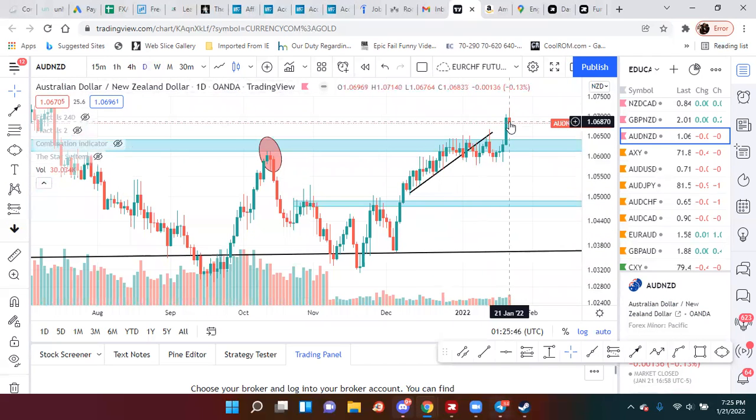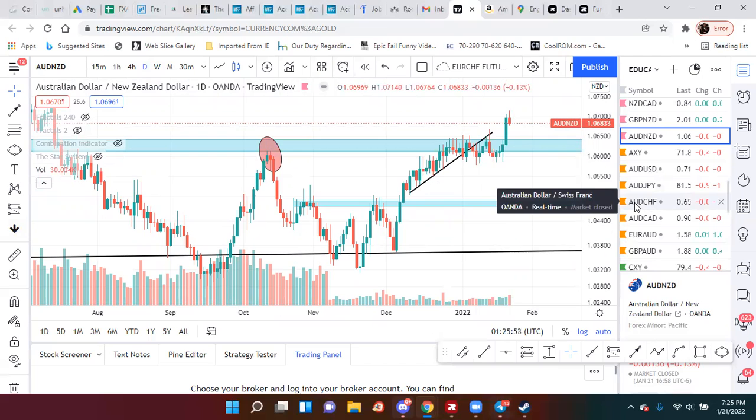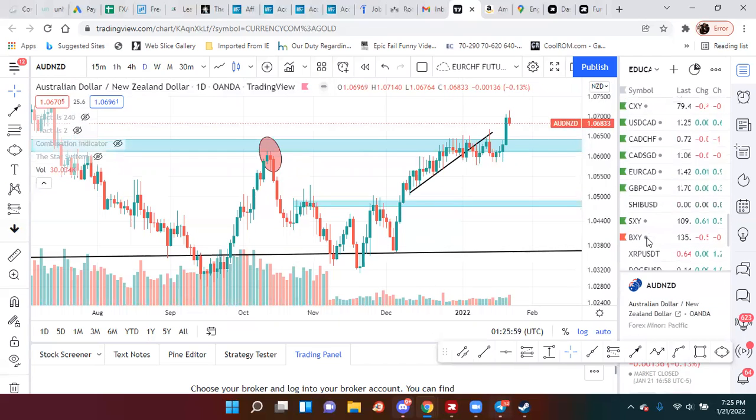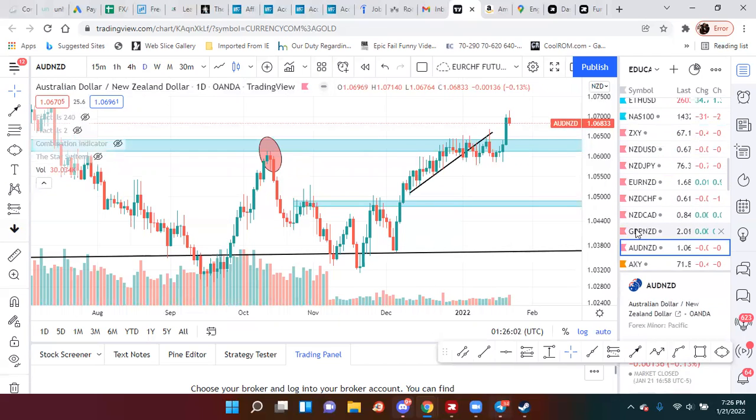It was weak. But I guess New Zealand was weaker, and actually New Zealand was weaker because Euro New Zealand broke a resistance too. I know I'm going all over the place. I do that because I see it in my mind.